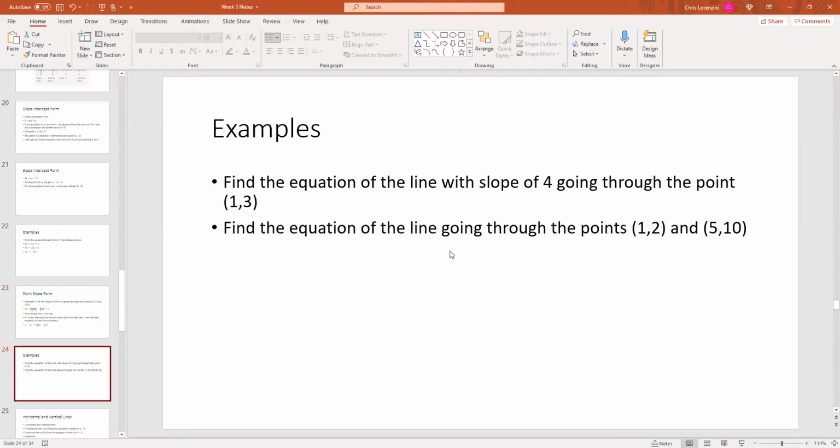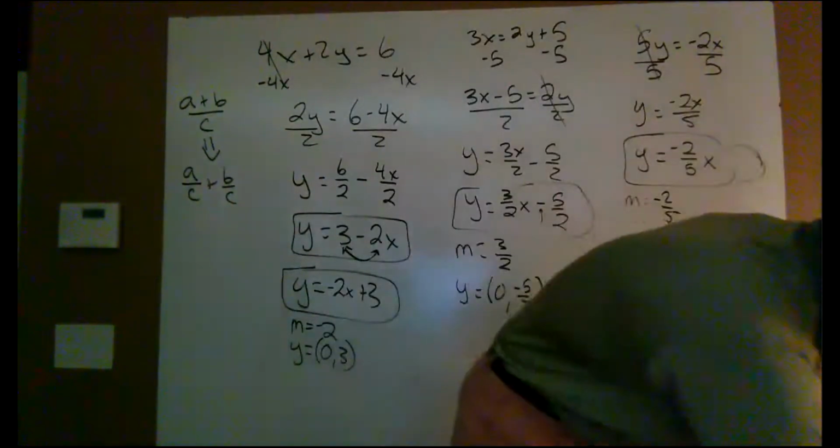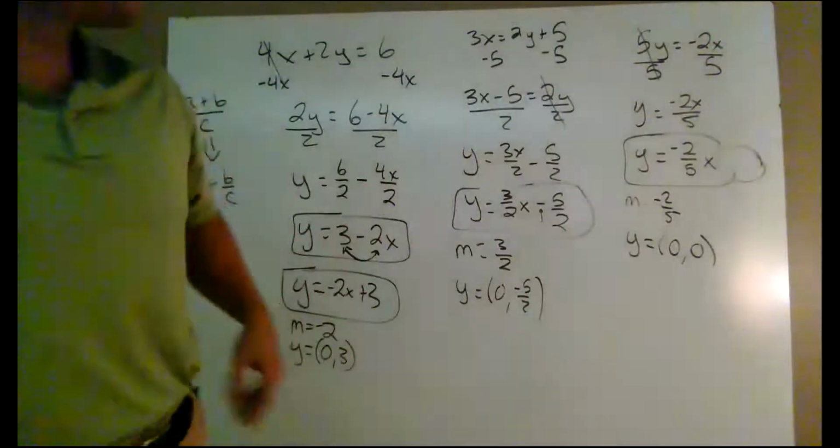So let's take a look at some examples with this and how I would expect you to do a problem similar to this. Let's find the equation of the line with a slope of 4 that goes through the point (1, 3). And then we'll find the equation of a line that goes through the points (1, 2) and (5, 10). We're also going to do these on the board, just so you can see, because it's going to take a little bit of work. Make sure we know what's going on.